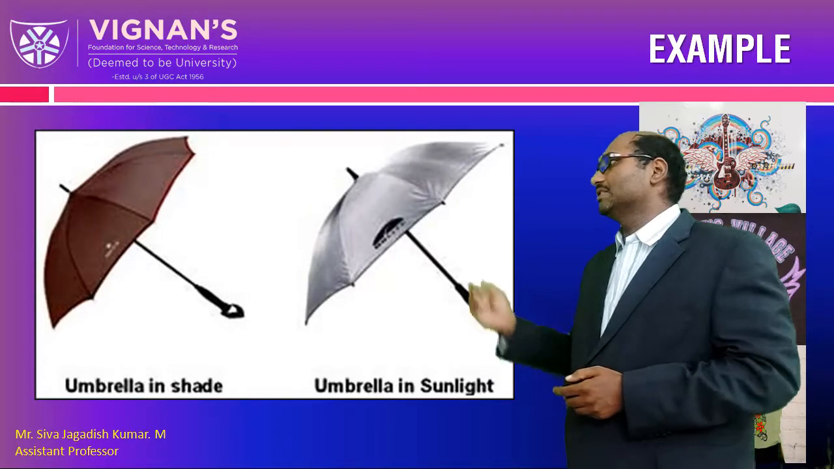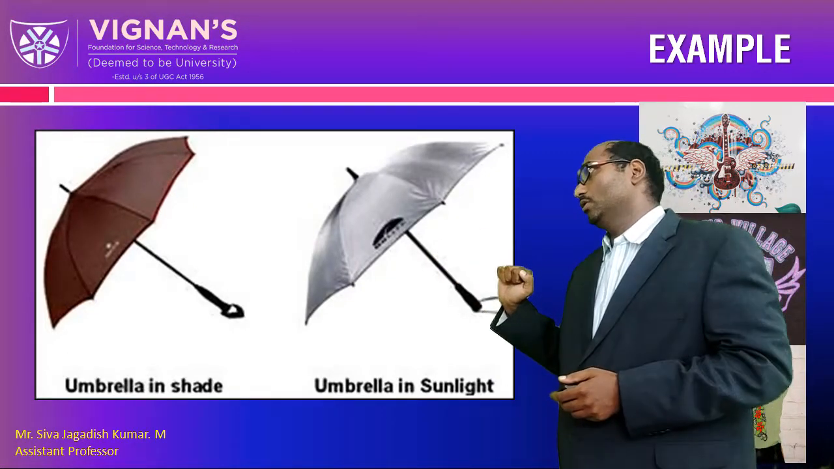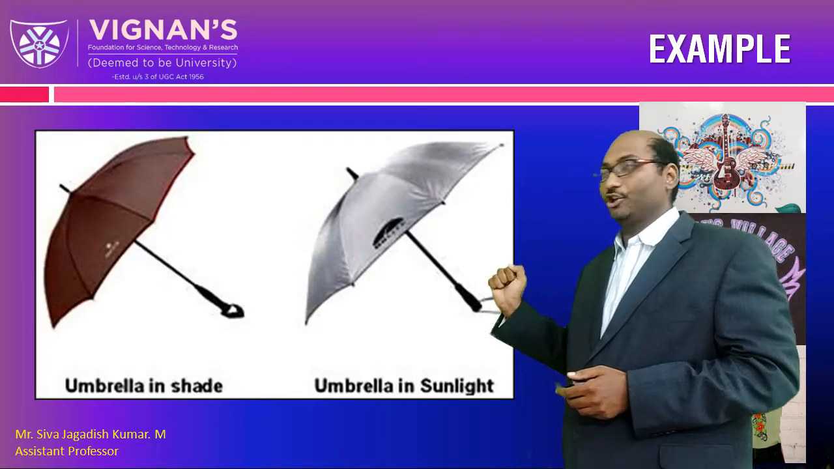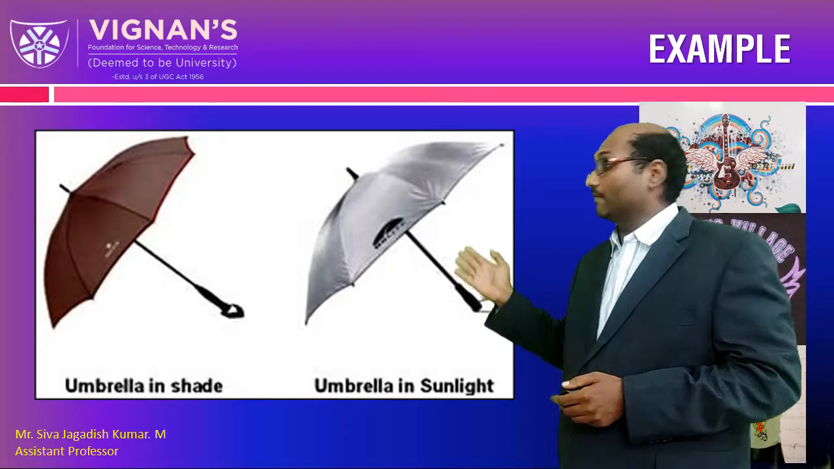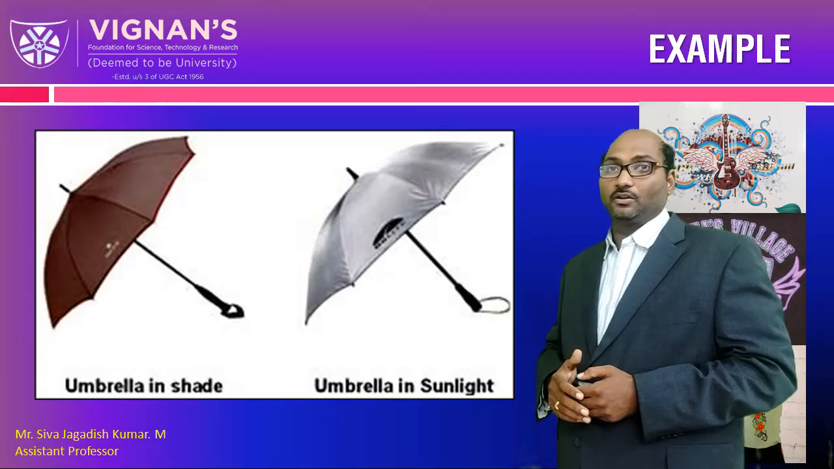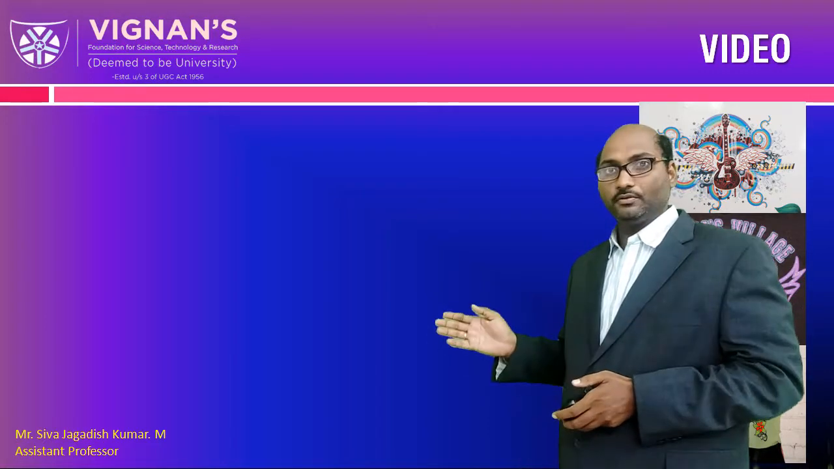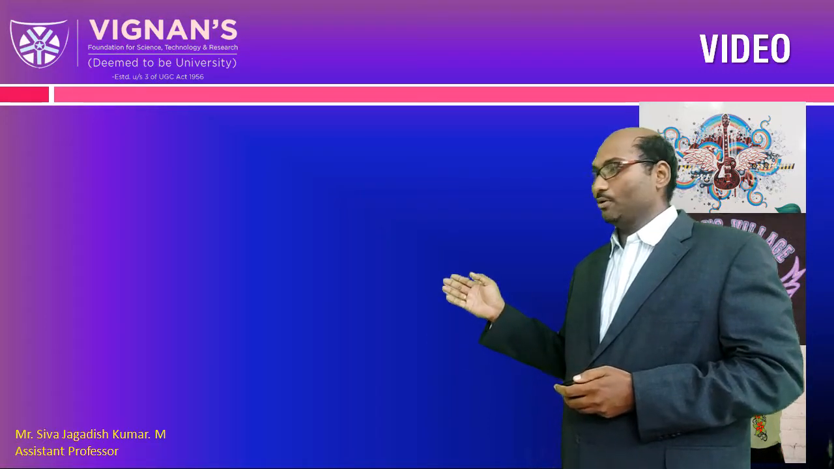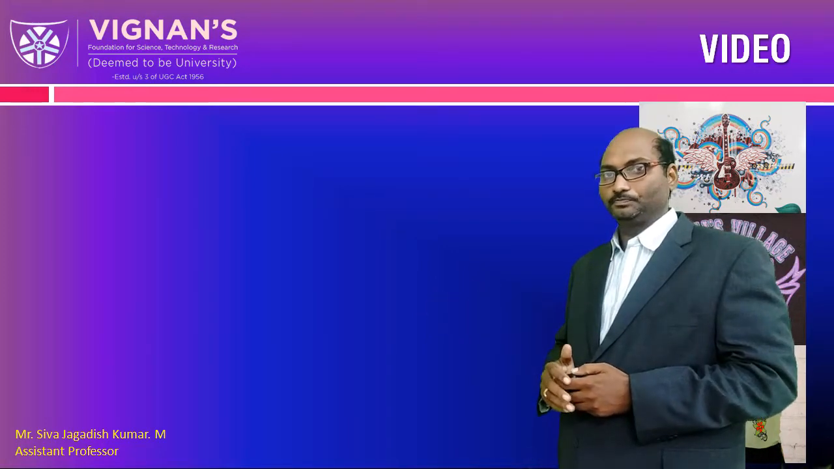One example is the umbrella you can see in this photo. Here, in the shade it is black, and in the sunlight it changes its color from black to silver. Okay. So we are going to see a few of the videos. Just try to observe how these are functioning.